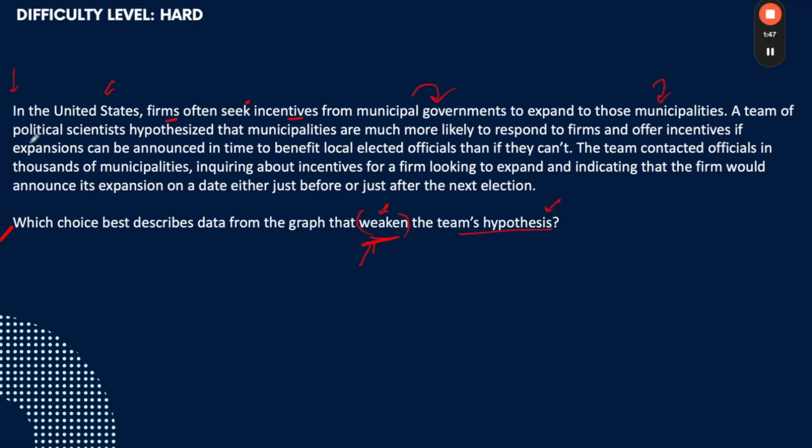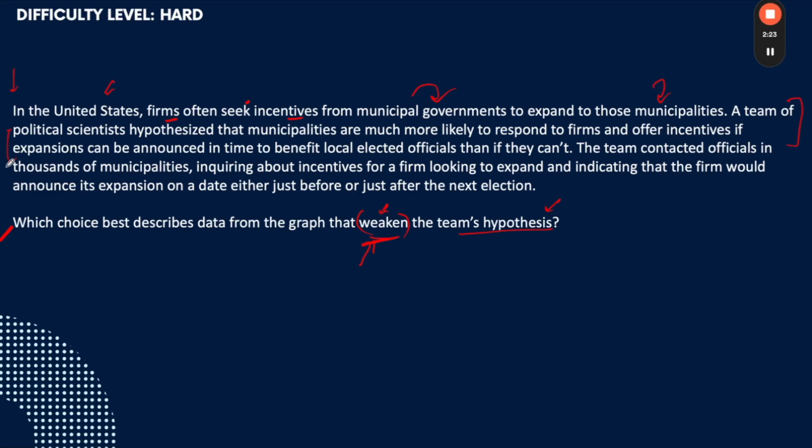Let's read ahead. A team of political scientists hypothesized that municipalities are much more likely to respond to firms and offer incentives if expansions can be announced in time to benefit local elected officials than if they can't. Now, this is what the hypothesis is, right? And this is what we need to weaken.